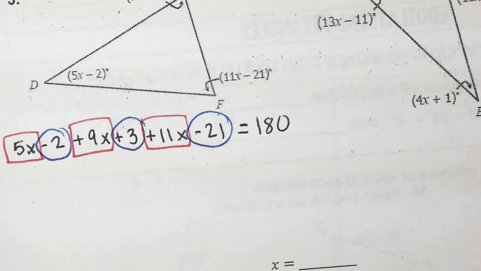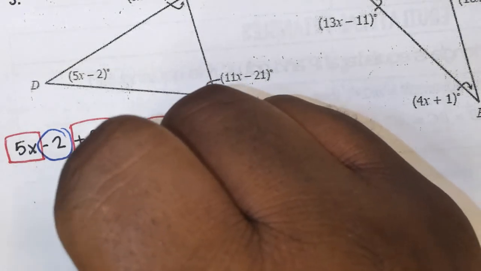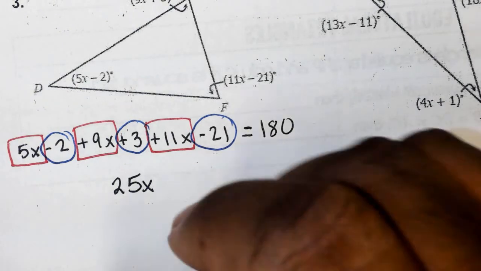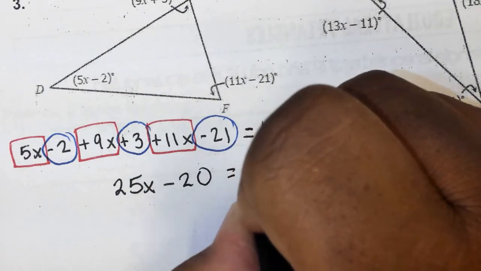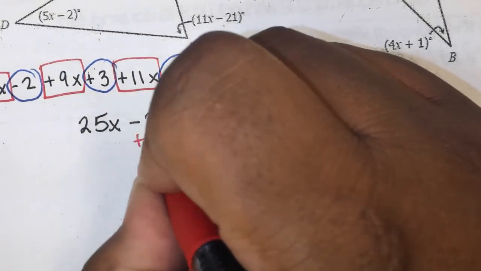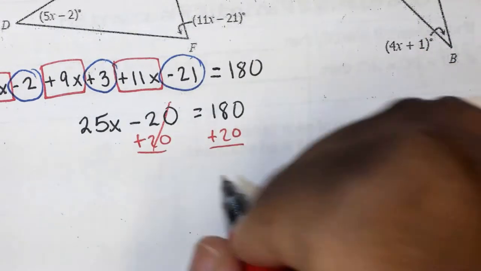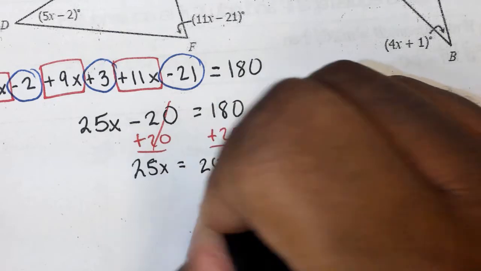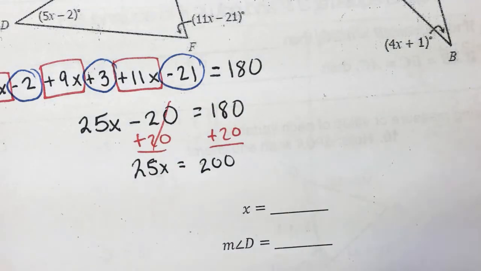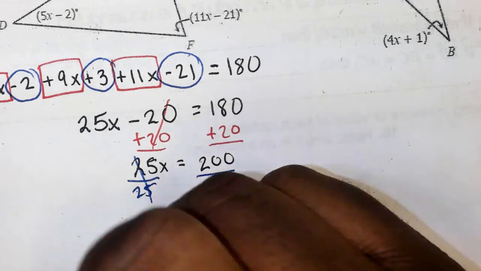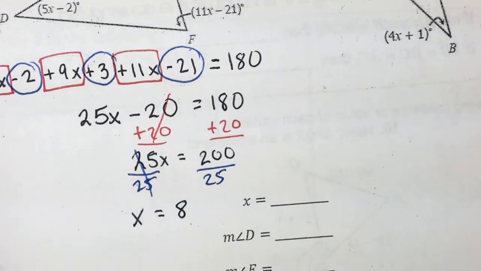So I got 5x plus 9x plus 11x, 25x. And then I got negative 2 plus 3 minus 21. Negative what? Equals 180. And then I'm solving. I'm at 25, yeah, cancels, x equals, y'all say 8. Alright, so x equals 8.